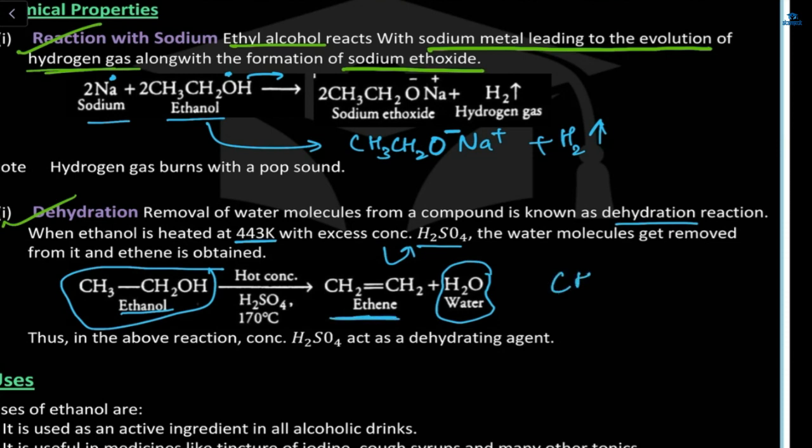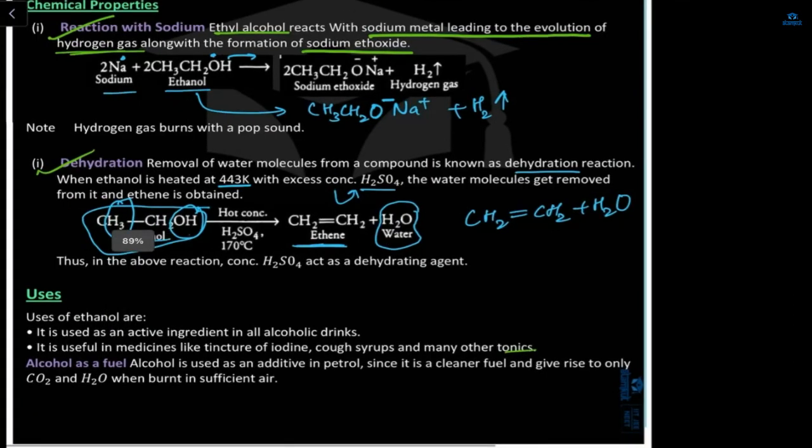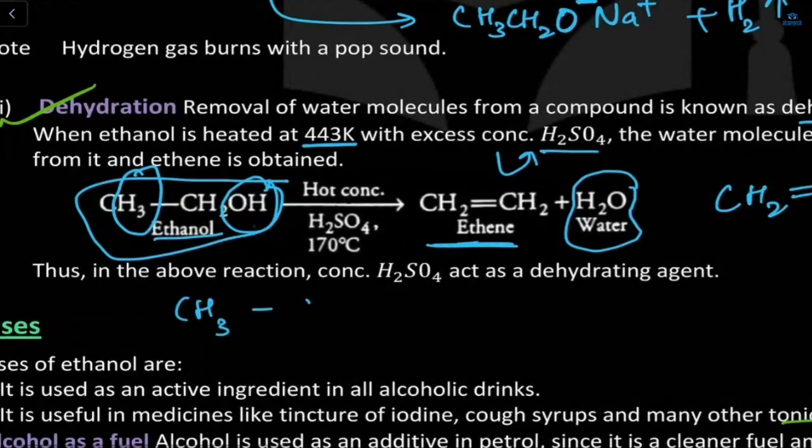So here CH2 double bond CH2, one hydrogen left from this part, and OH. So one hydrogen and one hydrogen will be two hydrogens, so H2 and O. Okay, again I will draw this. CH3CH2OH, heated at how many Kelvin? 443 Kelvin and with the concentrated H2SO4.